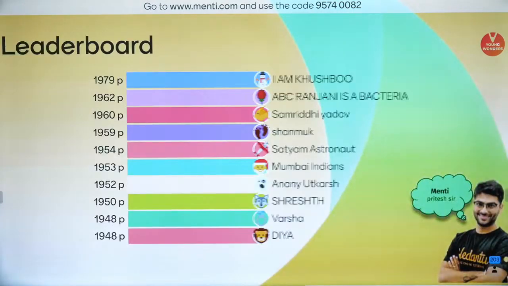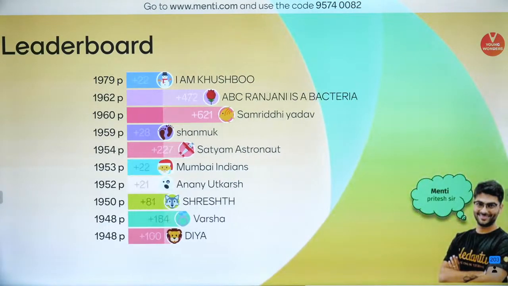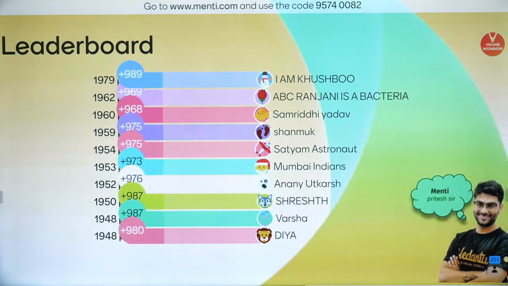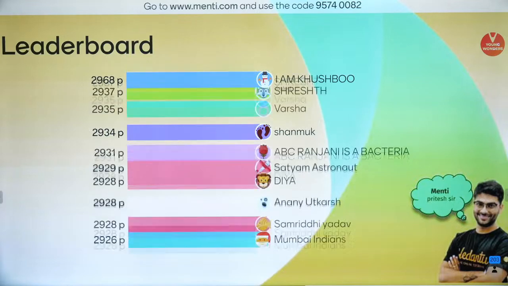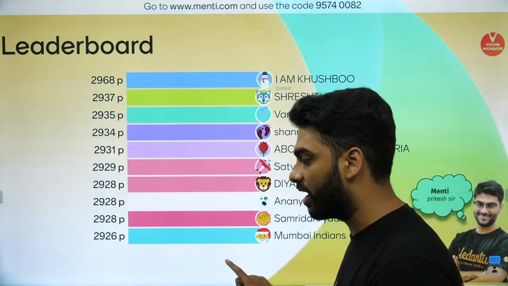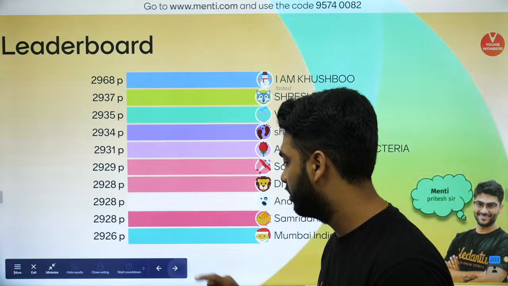Next question, no, leaderboard. Khushbu, Ranjani, Samriddhi, Shanmukh, Satya, Mumbai Indians, Ananya, Shresht, Varsha and Diya. Khushbu, you are the fastest. Shresht is second. And we have got a tie between Diya, Ananya and Samriddhi. Yeast is a fungi. Samar, yeast is a fungi.